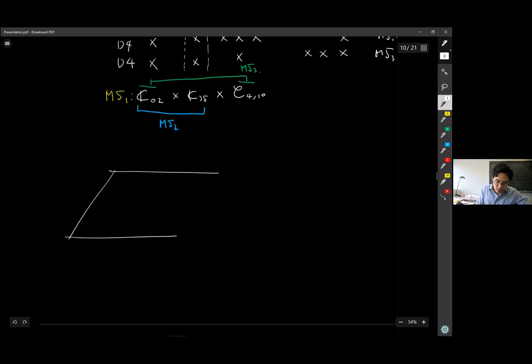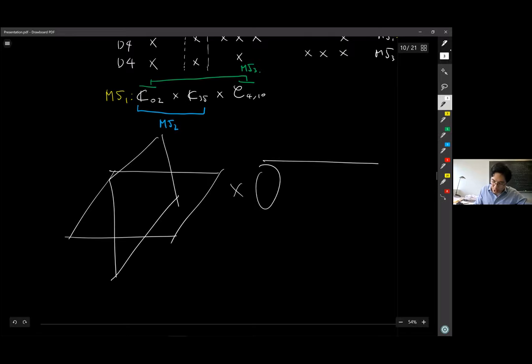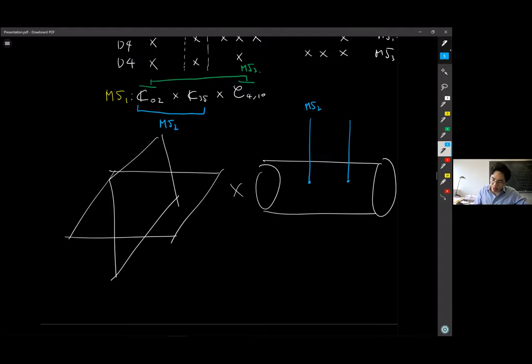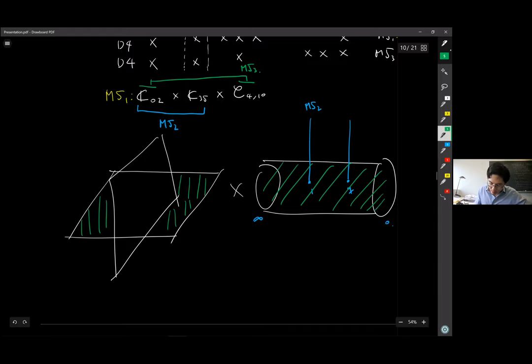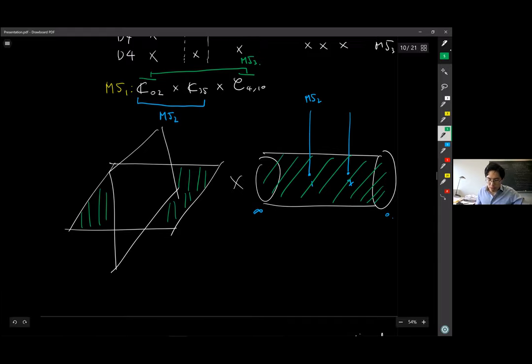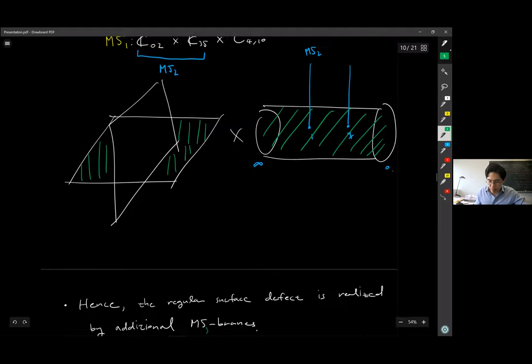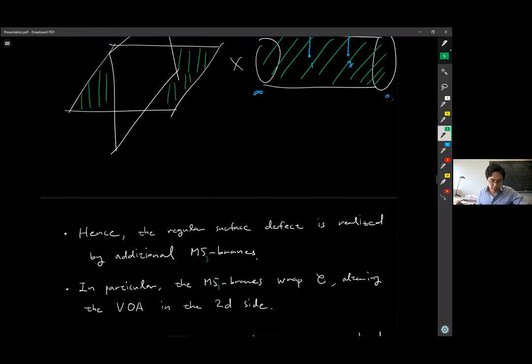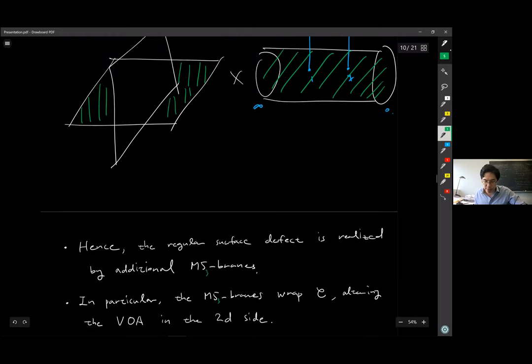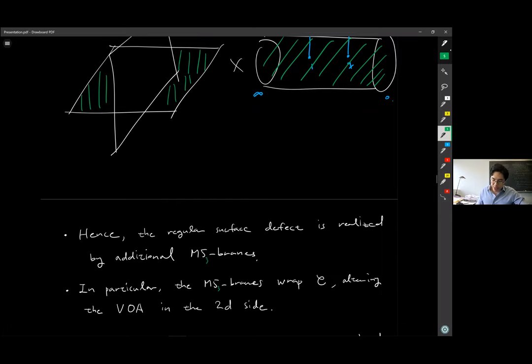So this is the previous picture where I have M5-1 and M5-2. They give vertex operators. The additional M5-3, as you can see, wraps the first complex plane, but it also wraps the whole Riemann surface. So in other words, it alters the two-dimensional theory itself, and therefore the symmetry algebra itself. So as I said here, the regular surface defect is realized by the additional M5-3, the green. In particular, the M5-3 branes wrap the Riemann surface and alter the vertex operator algebra on the 2D side.